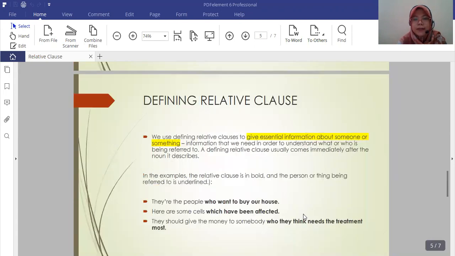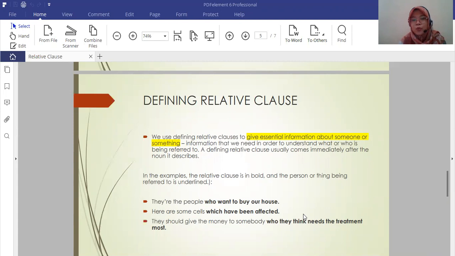So defining, as I said before, is to give essential information about someone or something, and this information is needed in order to make the reader understand what or who is being referred to. A defining relative clause usually comes immediately after the noun. So these are the examples.